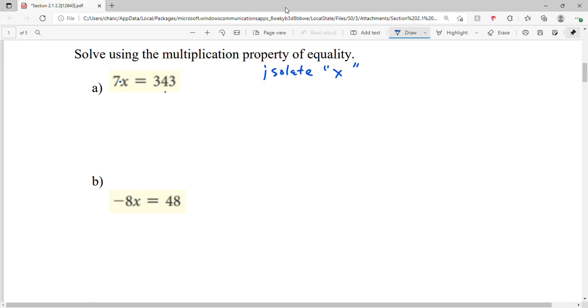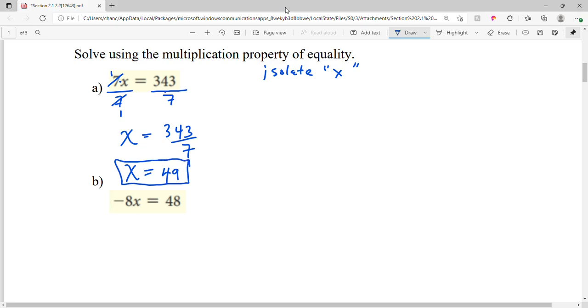I want to get the x by itself, so do the opposite. The opposite of multiplying by 7 is to divide. So we'll divide both sides by 7. And notice what happens. The 7 reduces to a 1, and that reduces to a 1. So we have x on the left side, and that's equal to 343 divided by 7, which I can simplify. This simplifies to x equals 49. And that's my solution for this question. I could also write it in curly brackets. And so that's our solution, 49.